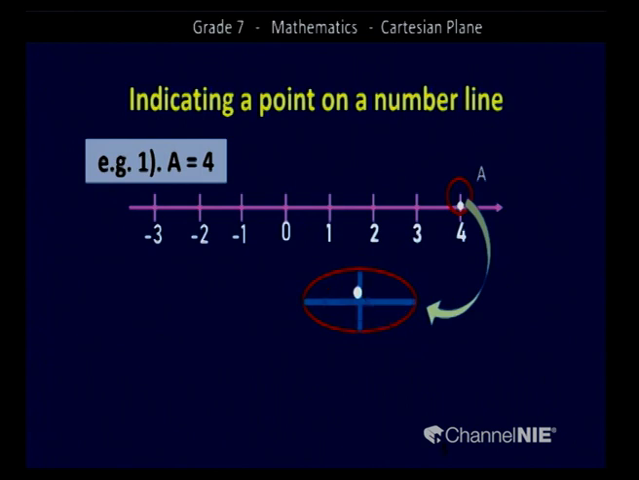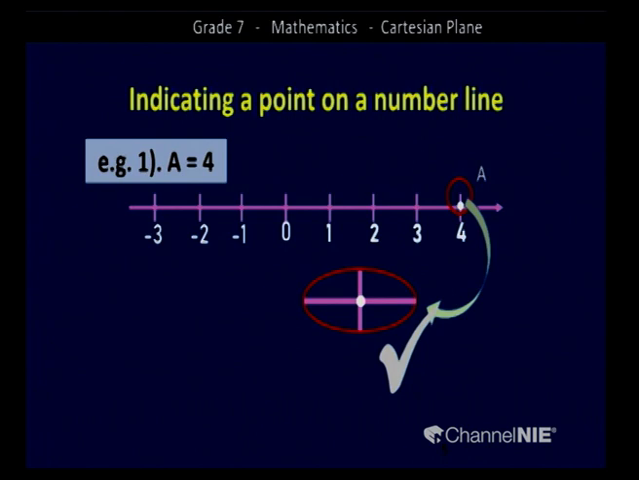We will see another way. Is this the way that you have marked your point? Once again, it is wrong because it is not correctly marked. Now, how to mark it correctly? You have to mark the point on the cross exactly. So, this is the correct way of marking the point on a number line. Right. Now, you know how to mark a point correctly on a number line.